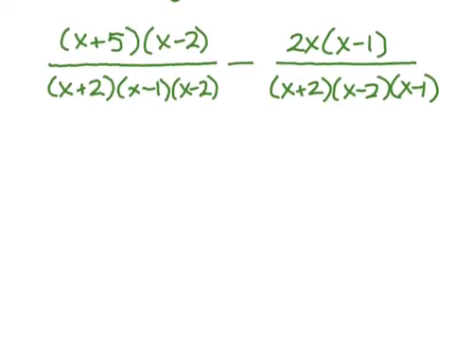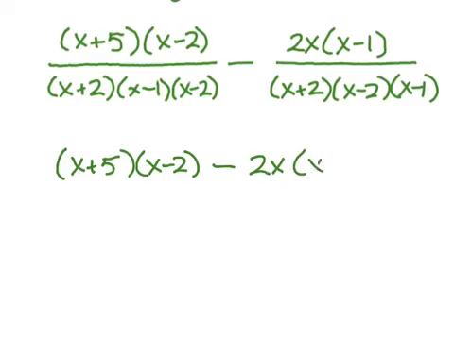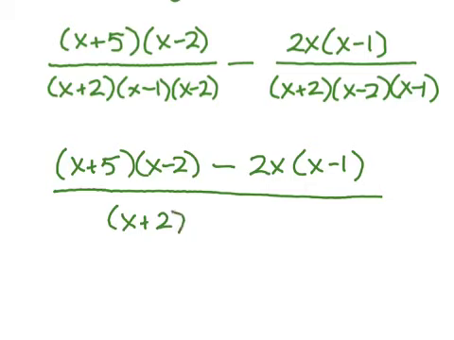When subtracting rationals, it works exactly the same way it works with fractions. When the denominators match, we're simply going to subtract the tops, the numerators, and put them over the common denominator. So I end up with x plus 5 times x minus 2 minus 2x times x minus 1, and this is over the common denominator, x plus 2, x minus 1, x minus 2. Though it's tempting to look at this and think about trying to cancel things out.